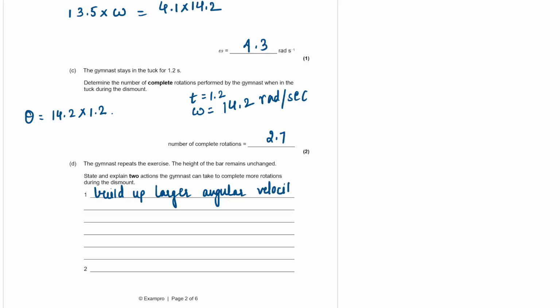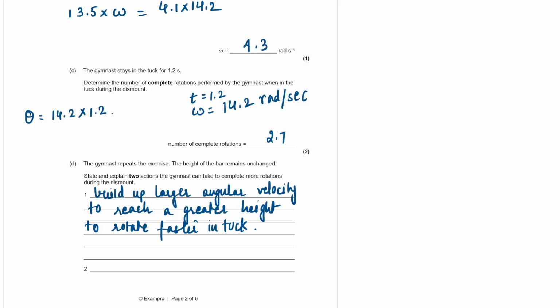So you're building up larger angular velocity around the bar to reach a greater height. Okay, so when you have reached a greater height, you will end up rotating faster in the tuck. So this could be one option. What could be the other option?